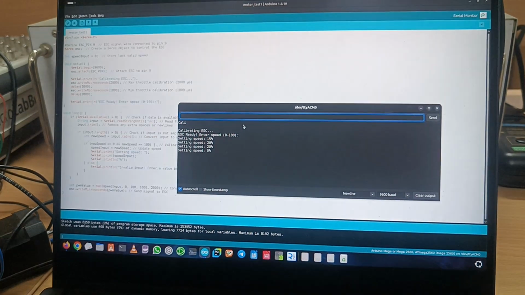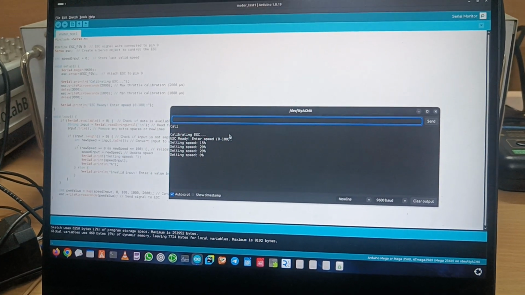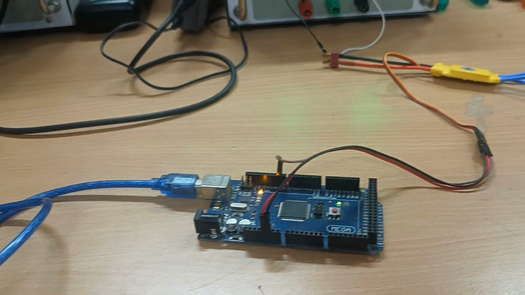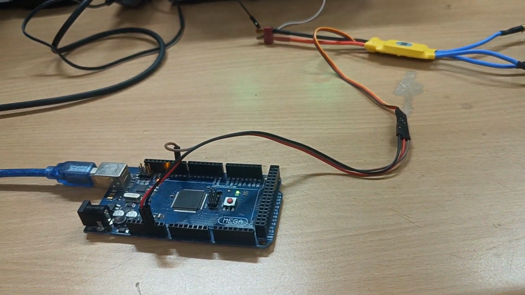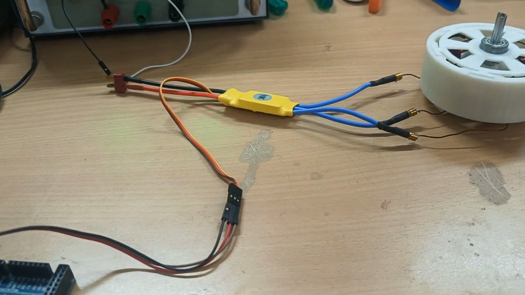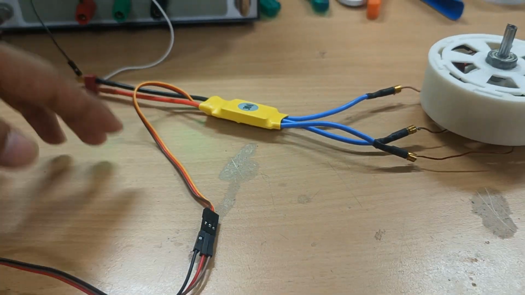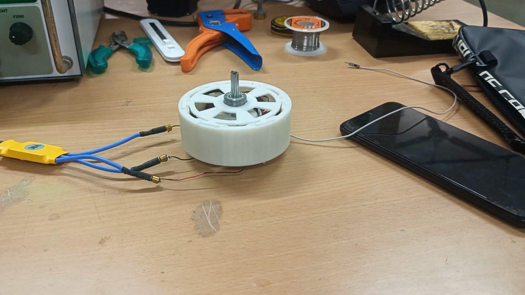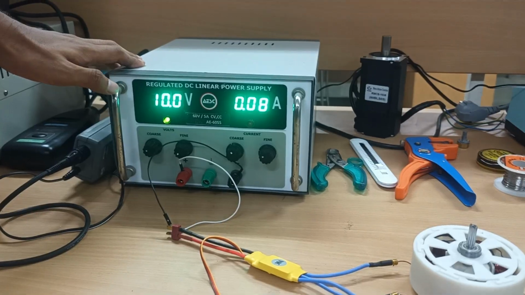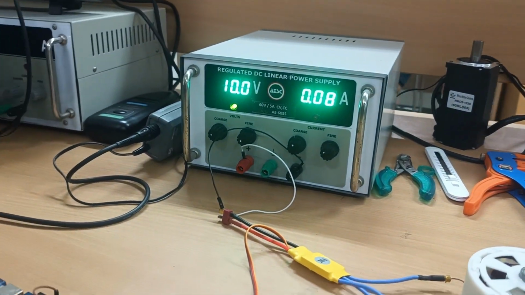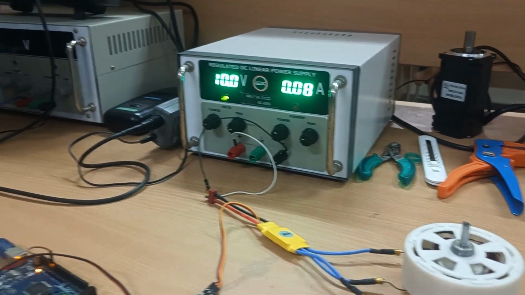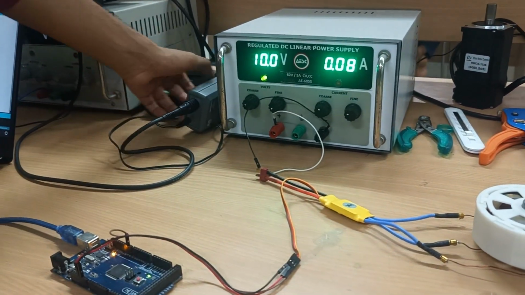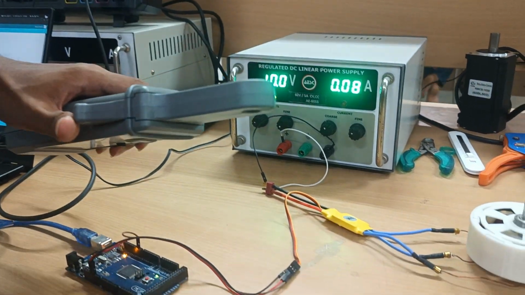So this is the working demonstration of our BLDC motor. This is the whole setup. This is the computer from which we are going to send the signals to Arduino, through which it will pass the PWM signal to the ESC, which will drive the BLDC motor. We are using this as a voltage supply, and we are going to check the speed of this BLDC motor through this oscilloscope by getting the current waveform from the current probe.